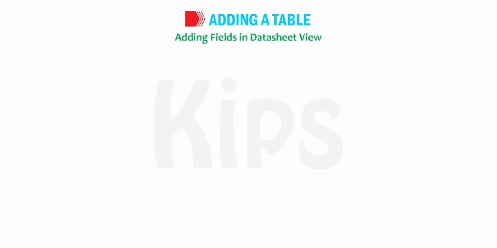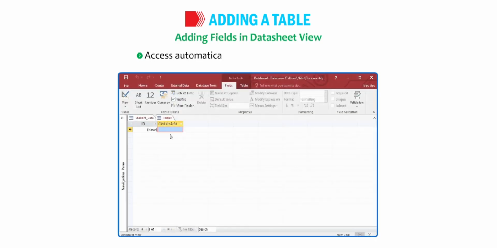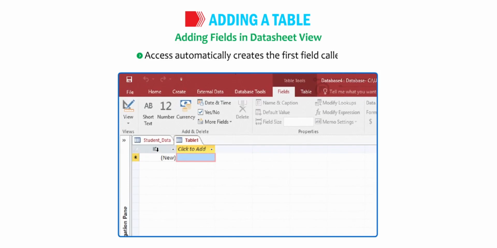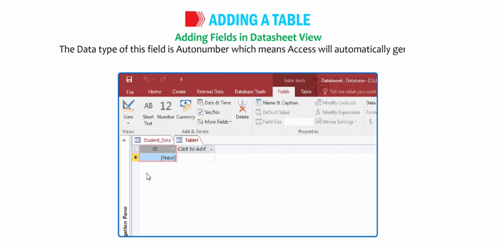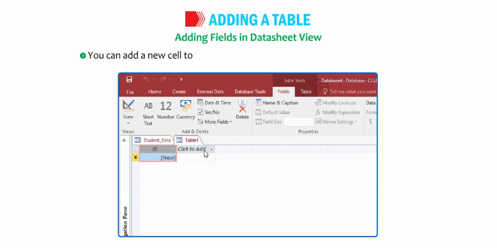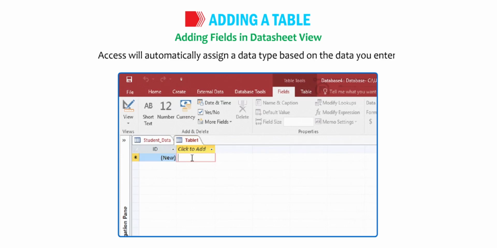Adding fields in Datasheet view. Access automatically creates the first field called ID. The data type of this field is AutoNumber, which means Access will automatically generate a sequential number in this field for each new record. You can add a new field to the table by entering data in the Click to Add column. Access will automatically assign a data type based on the data you enter.